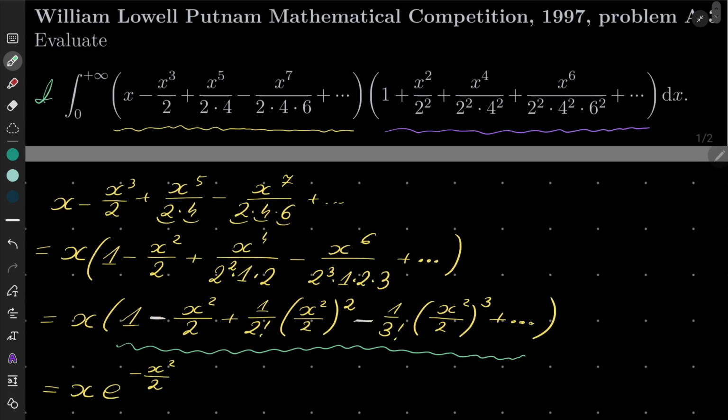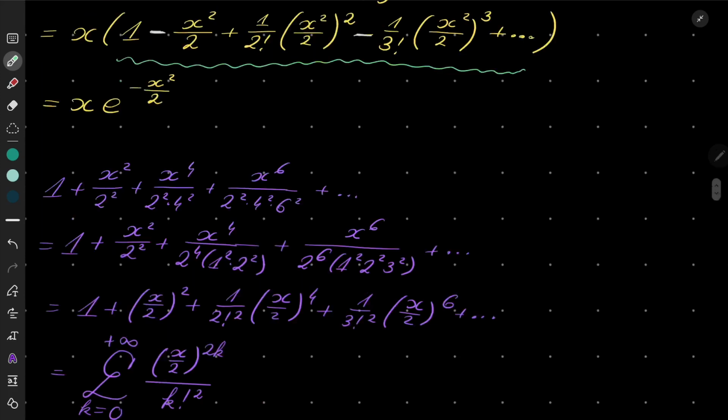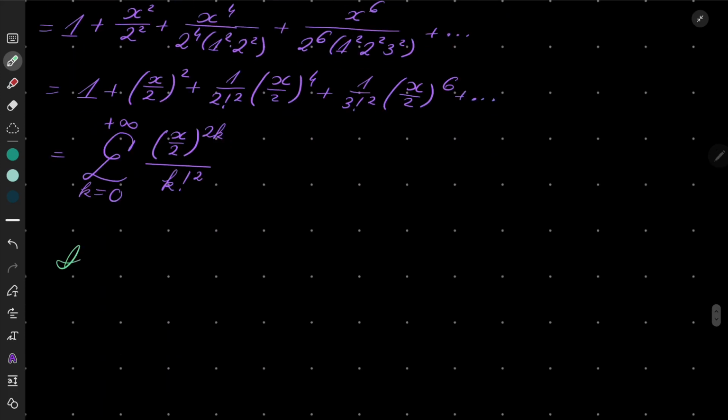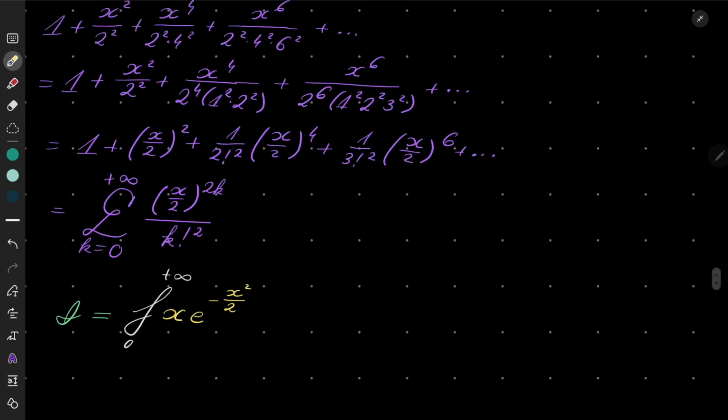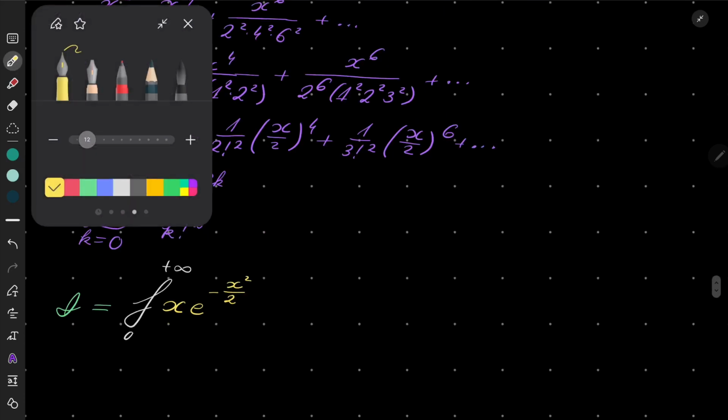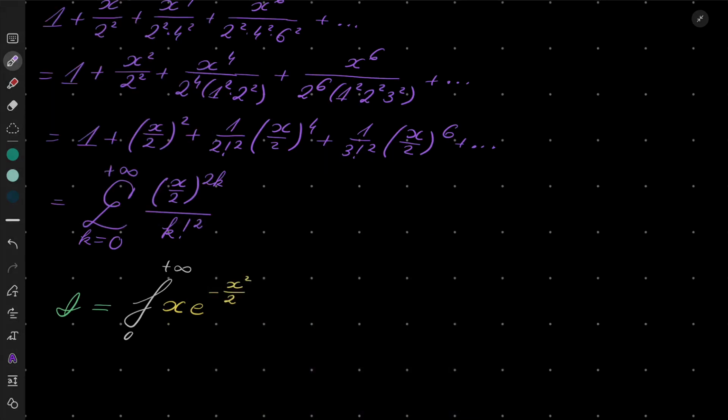So you know what? I will mark it as I. And now our integral I can be written in the following way. Integral from 0 to plus infinity. Our first sum was simplified to e to the power minus x squared over 2, if I am correct. Yes, I am. The second one can be written as a series from k equals 0 to infinity, (x/2)^(2k) over (k factorial) squared, dx.